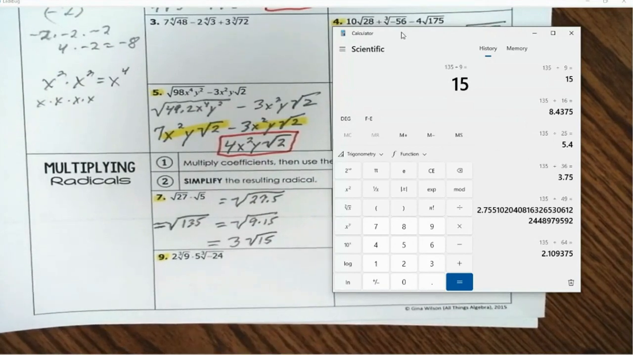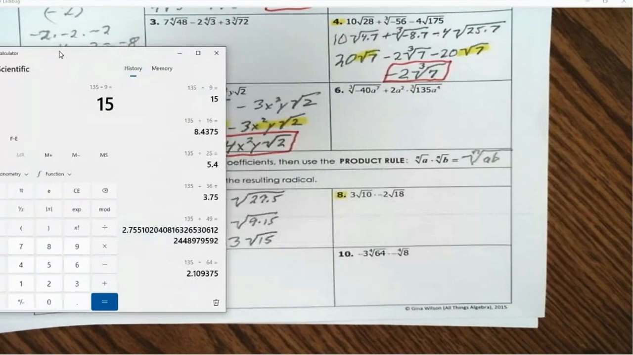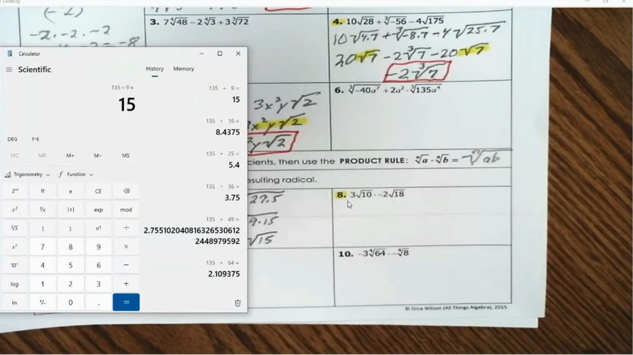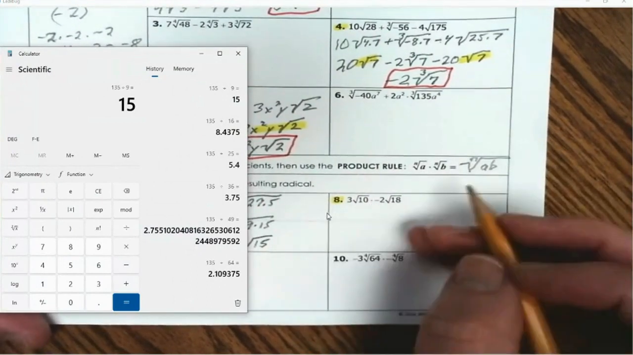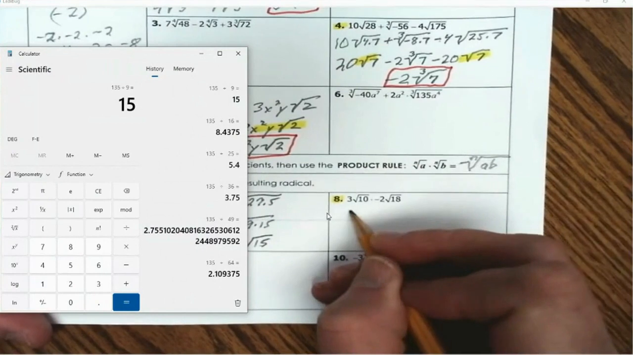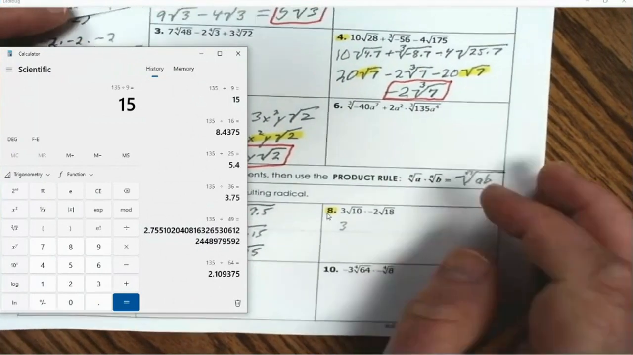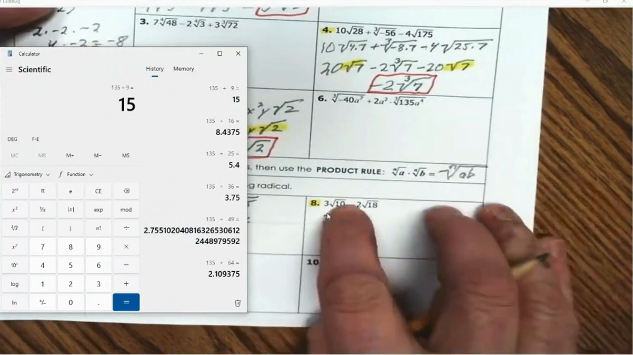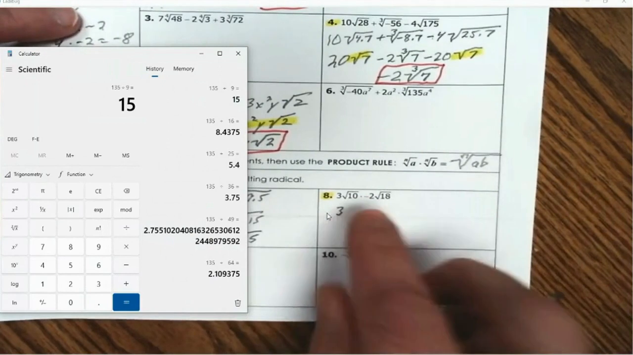All right, let's look at another one. I don't know if we'll need to calculate or not, but I'll leave it up here just to see. All right, 3 square roots of 10 minus 2 square roots of 18. So that would rewrite as 3 times what? Oh, there's a multiplication in there. I'm sorry. These are multiplying. Got to do that first.